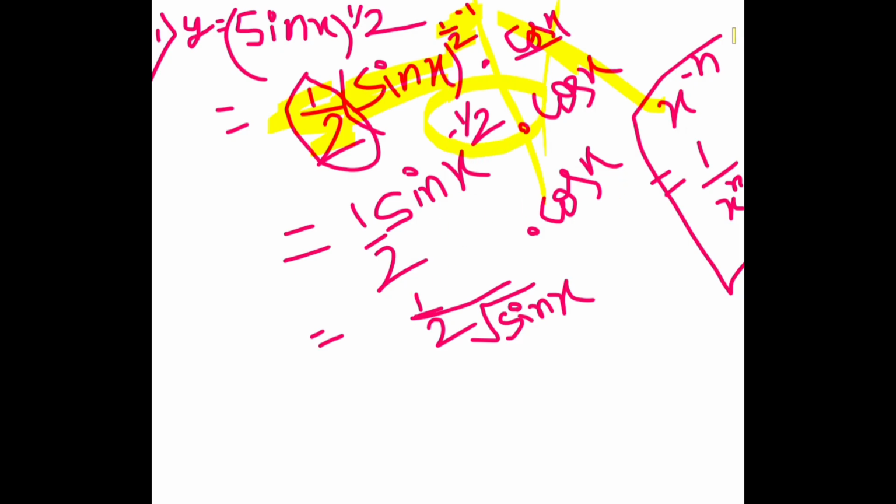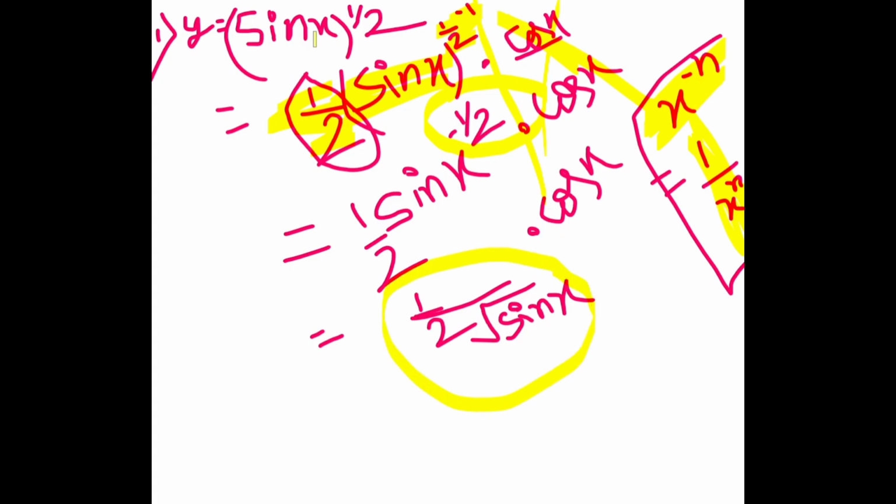Okay, so we know that anything to the power minus n can be written as 1 by x to the power n. This is a basic thing which we have learned from class 9, 10 or lower classes. So this is what I have written here. Now we know half means square root, so I have given the square root symbol and put it down here.